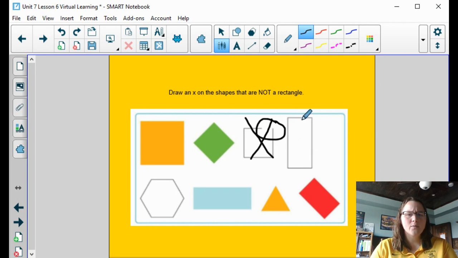How about this other white shape? Is that a rectangle? You're right, it's a rectangle, so we're going to leave it. How about this shape? Looks like a stop sign. You're right, not a rectangle. The blue one? Yeah, that's a rectangle. Ooh, how about this bottom one that's orange? Not a rectangle. Do you know what that's called? You're right, that's a triangle, boys and girls. And how about this last one, the red one? Is that a rectangle? You've got it. Awesome job, friends.